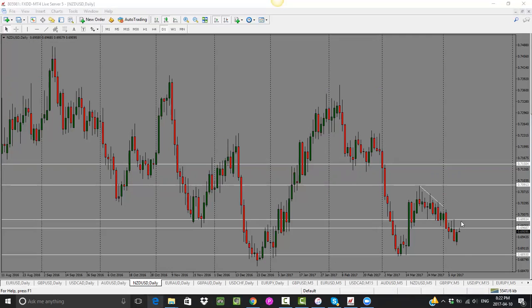So that's the New Zealand dollar. Those will be the two levels that I'd be watching. To the downside, 68.93 would be the bottom here.